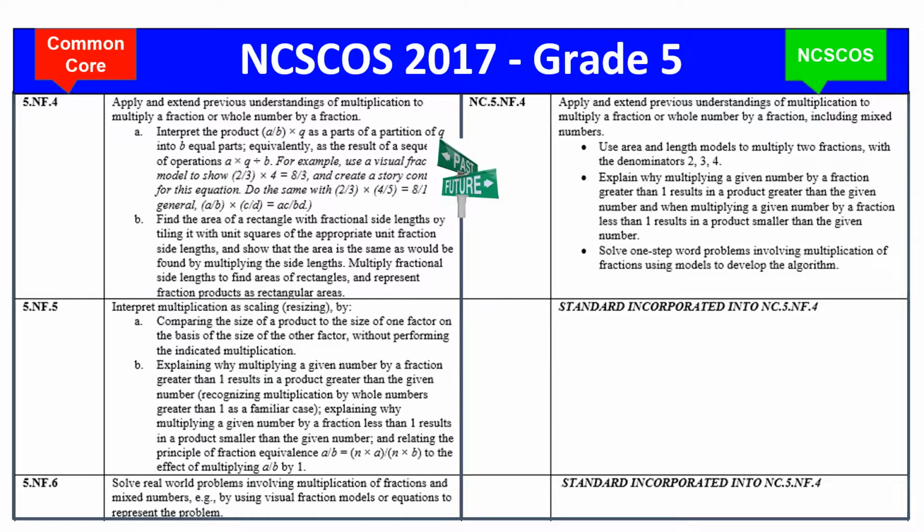5.NF.4, 5.NF.5, and 5.NF.6 are all related to multiplying fractions. All three standards have been combined into one standard, NC.5.NF.4. Both in Common Core and now with the North Carolina Standard Course of Study, students are expected to use visual models to multiply fractions and mixed numbers. The most significant change is that denominators are limited to halves, thirds, and fourths to make the creation of visual models easier. Students are not expected to master the U.S. standard algorithm for multiplying fractions, though students may notice and develop the algorithm.